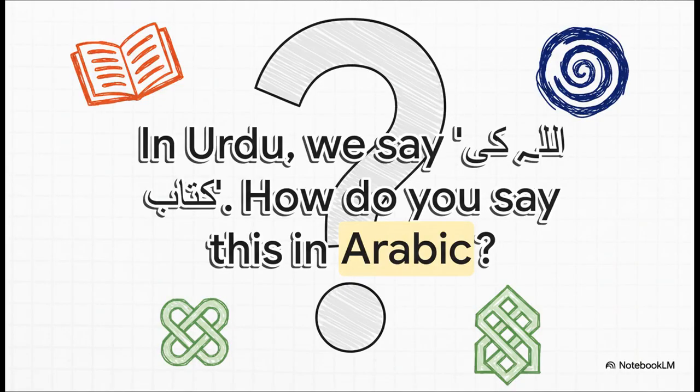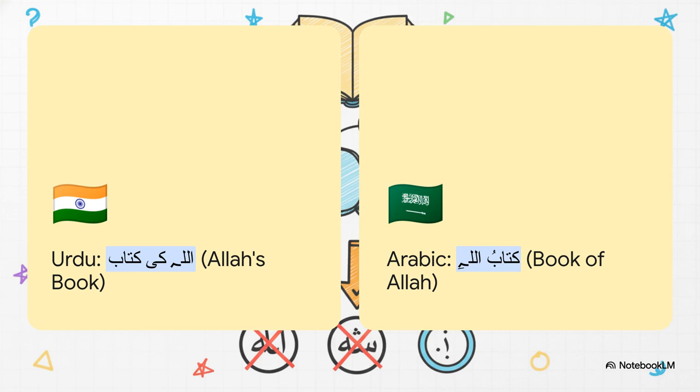In Urdu, a lot of us know the phrase Allah ki kitab, which means Allah's book. But how do you say that exact same thing in Arabic? Just take a second and think about it. And here it is, Kitabullahi. Now, the first thing that probably jumps out at you is that the words are flipped. In Arabic, it's Book of Allah, not Allah's book.